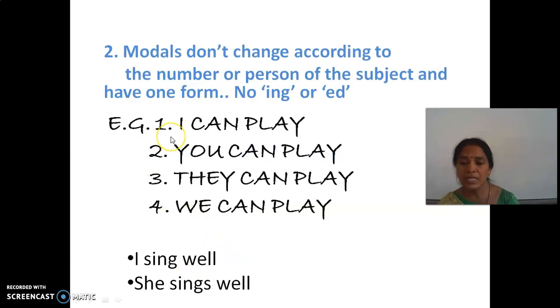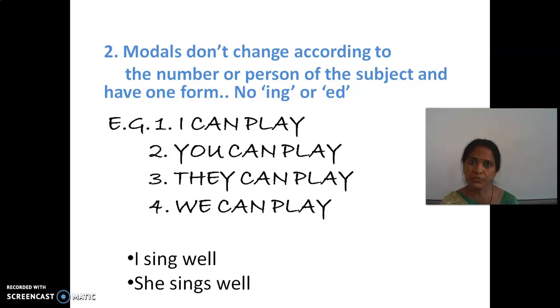Now, the second point. In the first point, what did we learn? We have learned modals are not used alone. They require some assistance, help. Okay, children? Now we are coming to the second point. What is the second point here? Modals do not change according to the number or person of the subject and have one form. I will explain what it is. And they do not have an ing form or ed form.